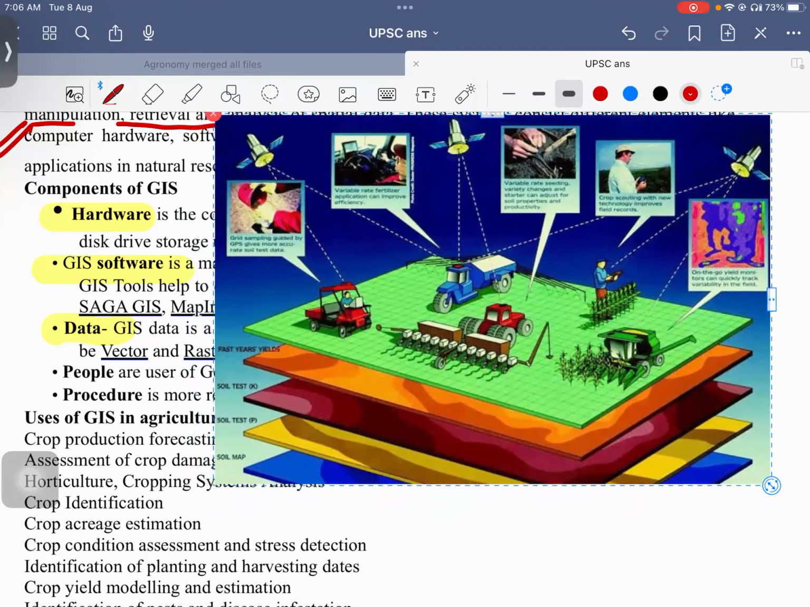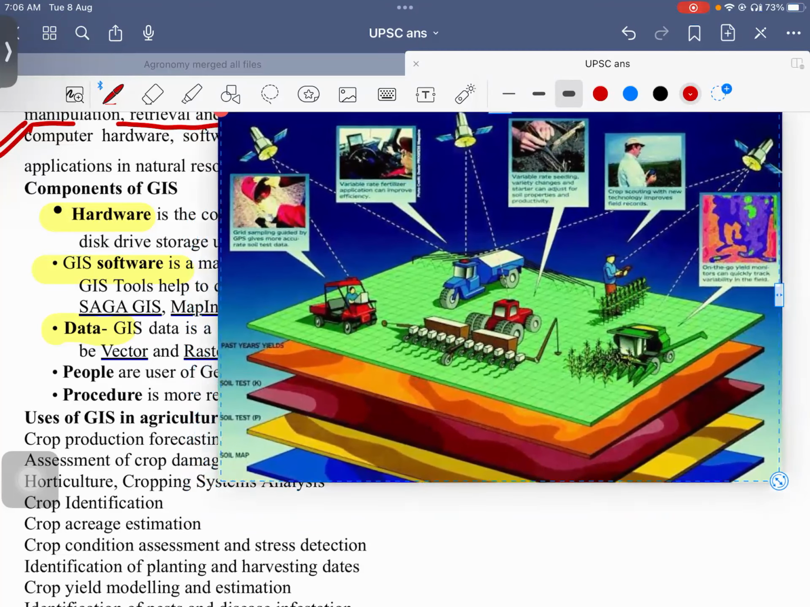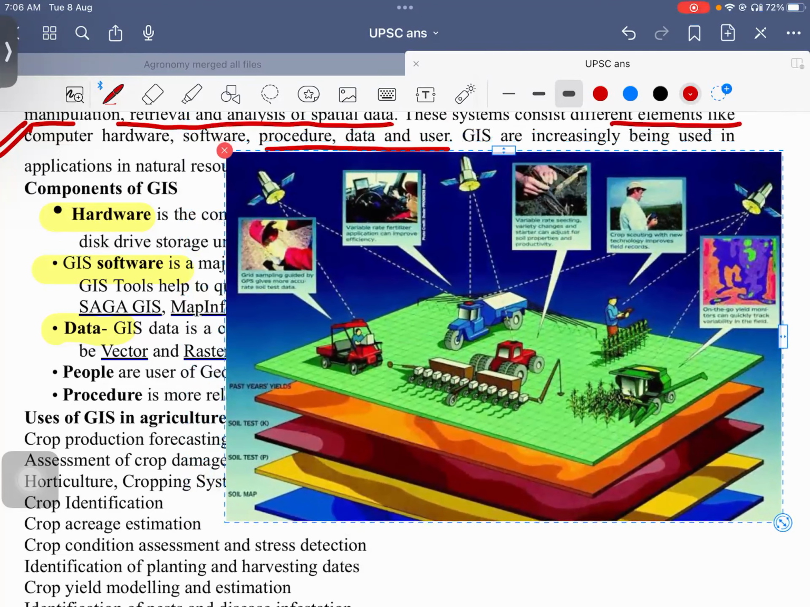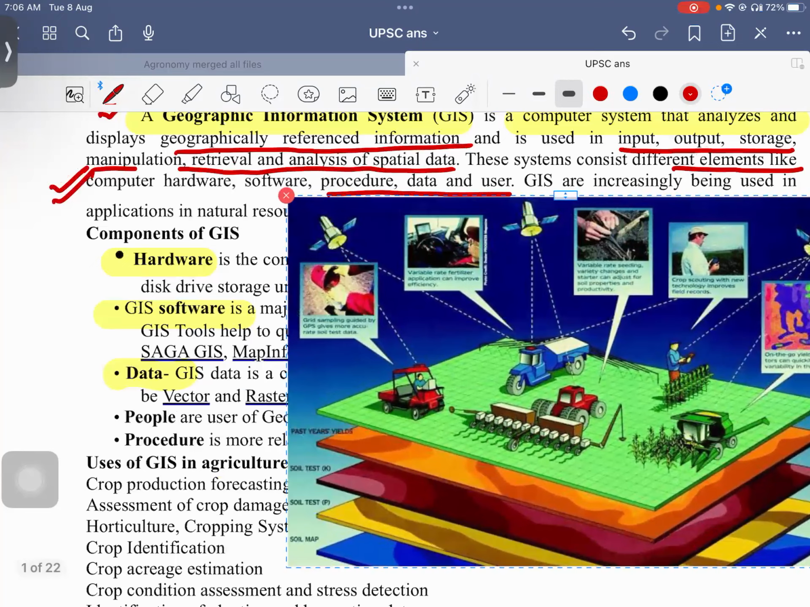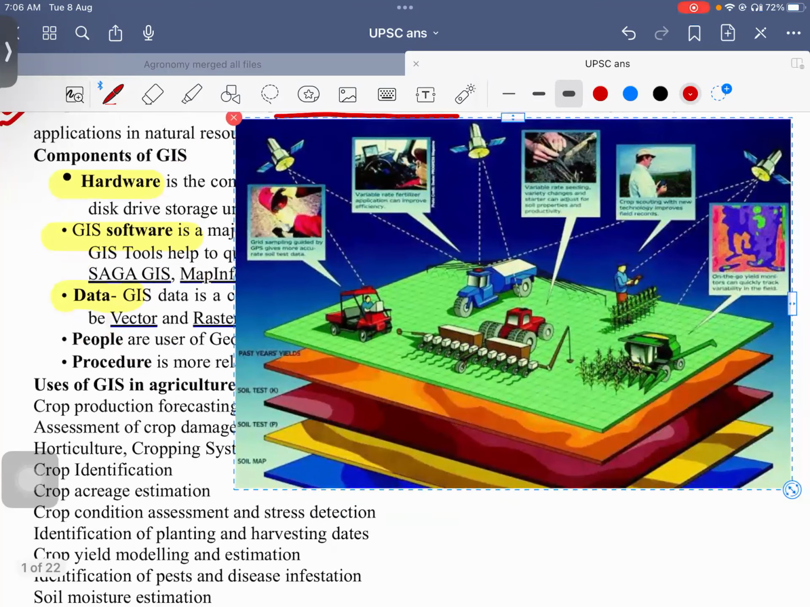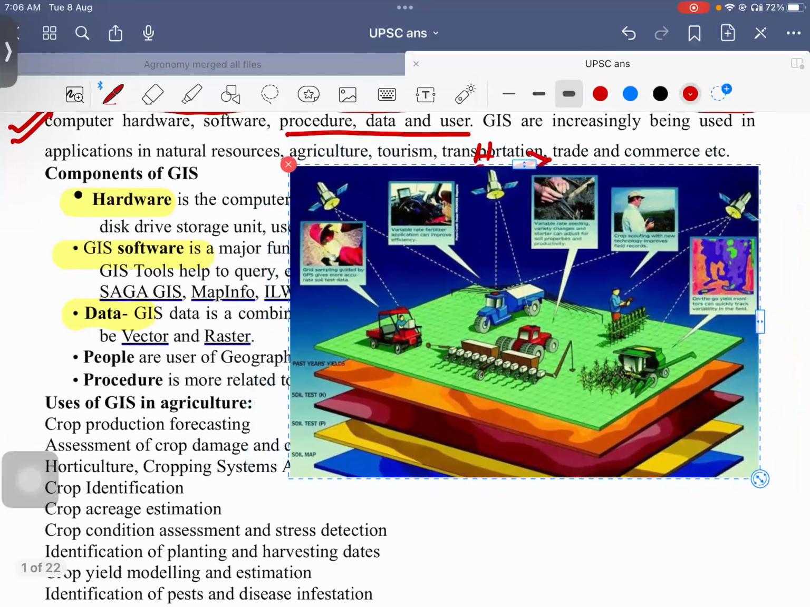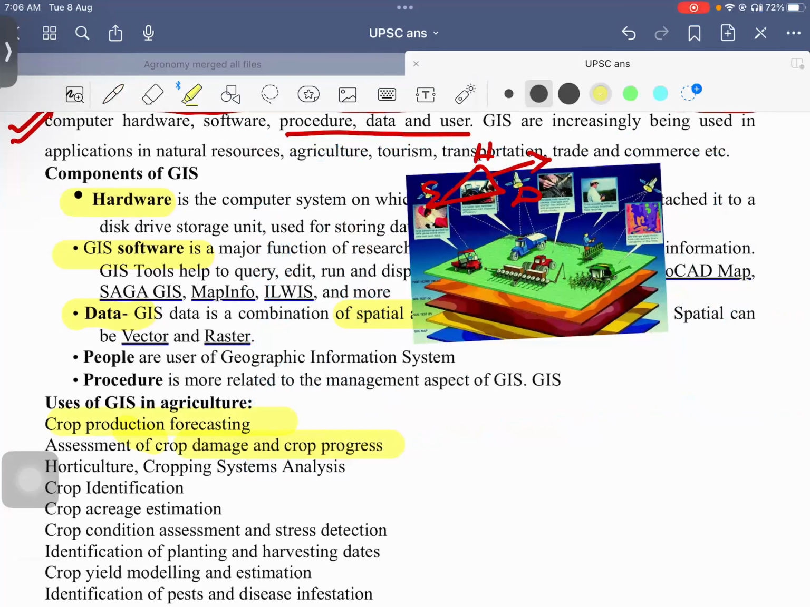These are the applications, and other applications are like, we can forecast the yield also. Crop production forecasting, assessment of crop damage and crop progress. Everything is in your control. It's like a software system which has all the data. And also crop identification, crop acreage estimation.